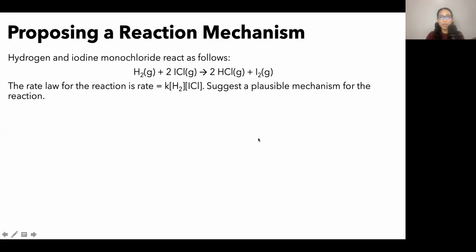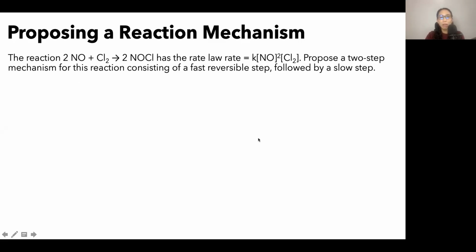How do you propose a reaction mechanism? I will be giving 3 examples on how to propose a reaction mechanism. Any reaction mechanism is acceptable as long as it follows the properties of a reaction mechanism. During our lecture, I highlighted 2 important things about a reaction mechanism.